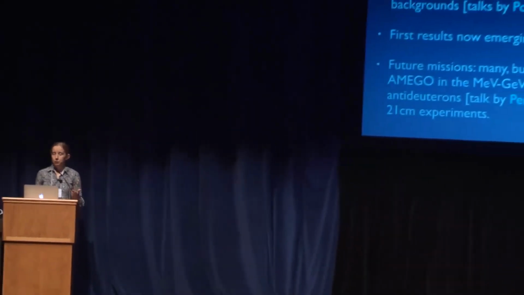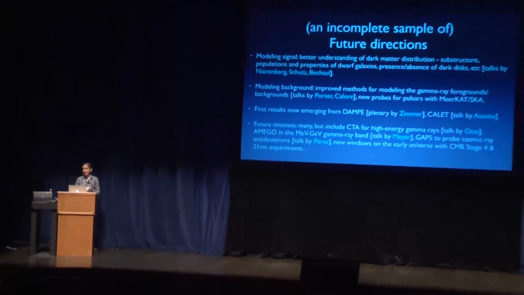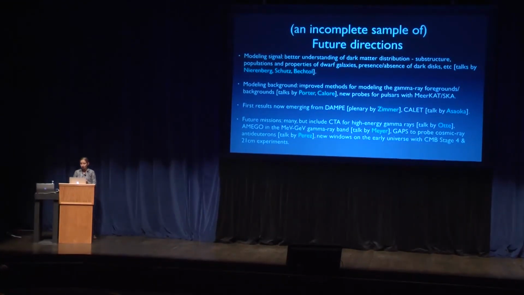In the future, what do we need to do better indirect searches? We need to be better at modeling the signal, at understanding how the dark matter is distributed. There are talks about this, which I'll just wave to since my time is up. We can get better at modeling background. In the gamma rays, that means both understanding the background from first principles and developing more data-driven tools for parameterizing the background, which will be discussed in these talks by Porter and Calore. We have the first results now emerging from telescopes like DAMPE and CALET, which we'll hear about later at this conference. There are many future missions.